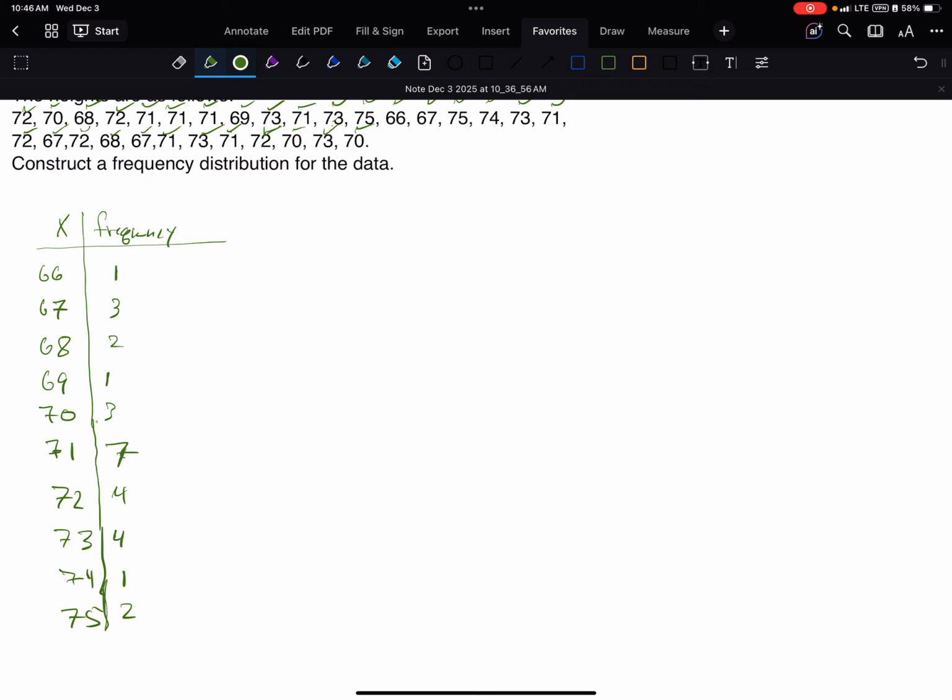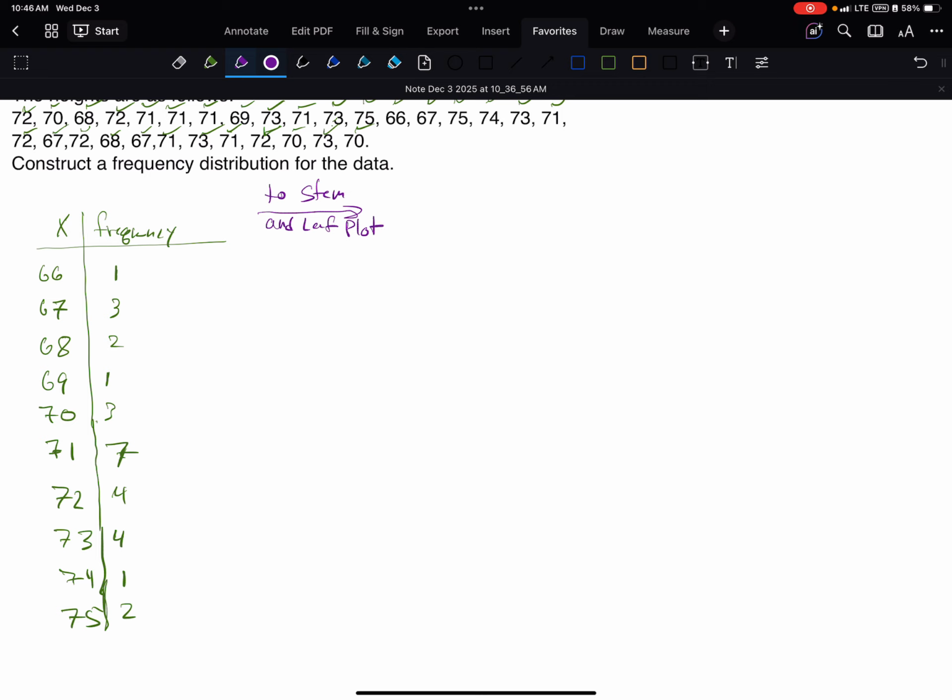Now I can do a few things with this frequency distribution because there are several other ways that I can represent this data. But to be clear, we're done with this problem. This is what they asked for. But I could do a few other things with this. Let's start out by doing a stem and leaf plot. So let's convert this to a stem and leaf plot.